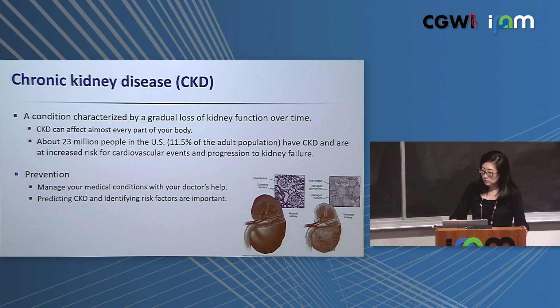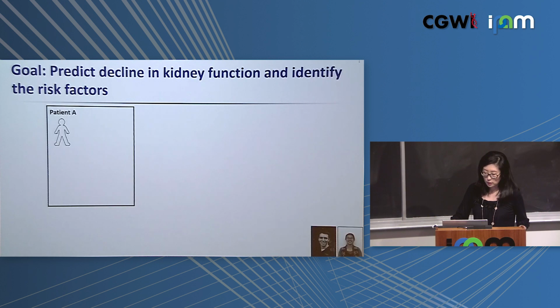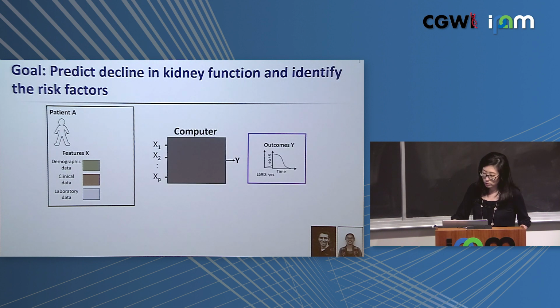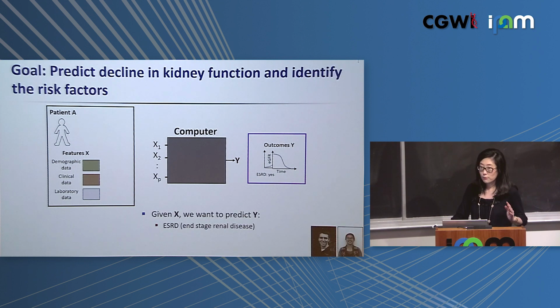One way to prevent this is to manage your medical condition with the doctor's help. Therefore, predicting a few years or even 10 years in advance is going to be really important. Again, given a set of features from various kinds of data from blood and urine, we want our computer to predict whether a particular patient is going to have ESRD, end-stage renal disease, or not. ESRD is a condition where life is sustained only by dialysis or kidney transplantation.